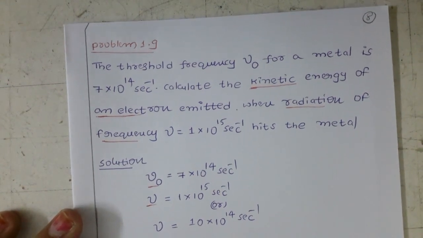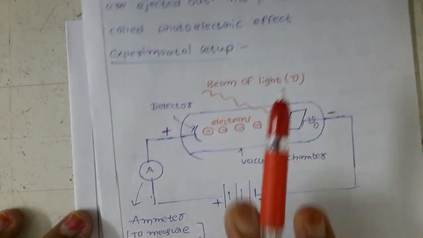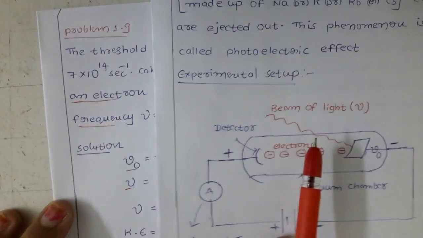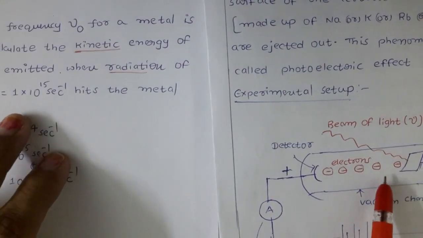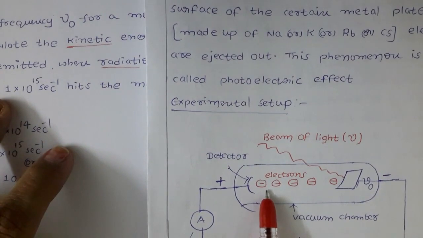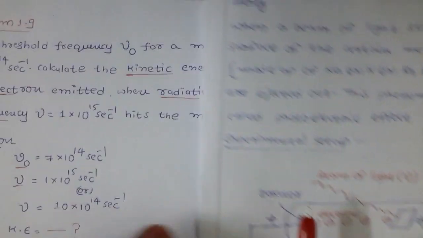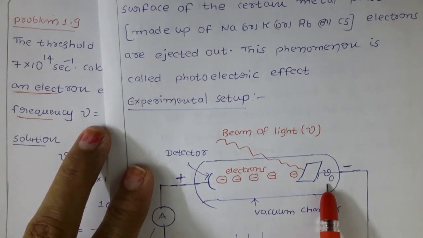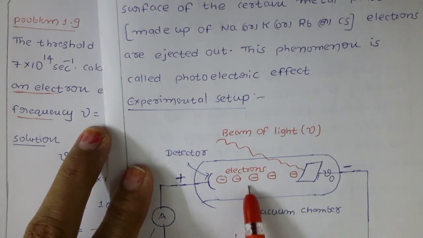So what is given here? Mu naught is the threshold frequency for a metal, 7 into 10 to the power of 14 second inverse. They are asking about the kinetic energy of the electrons. The electrons are coming out now, and they have some kinetic energy. The beam of light has frequency 1 into 10 to the power of 15 second inverse. So we have mu naught and mu, and they are asking what the kinetic energy of these emitted electrons is.